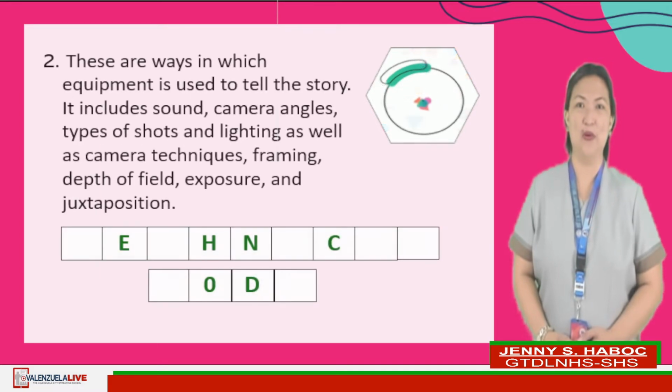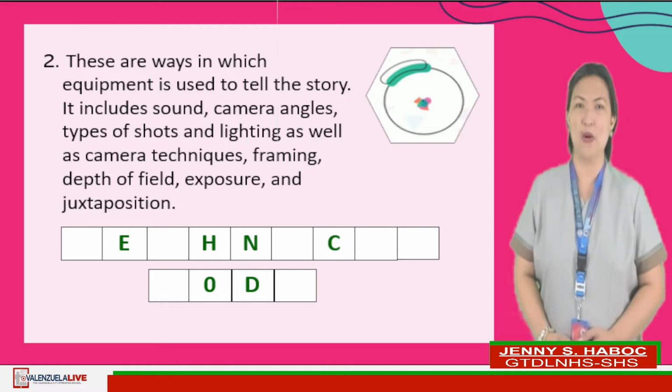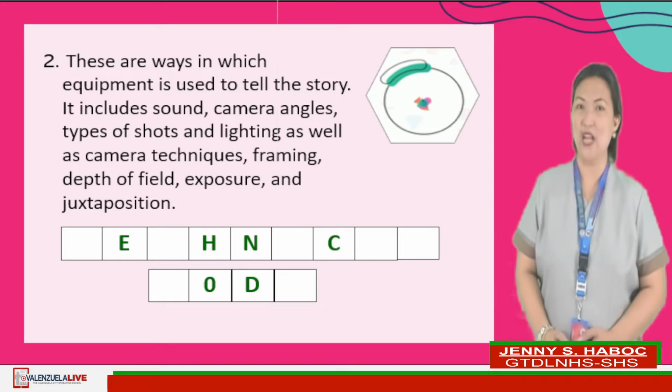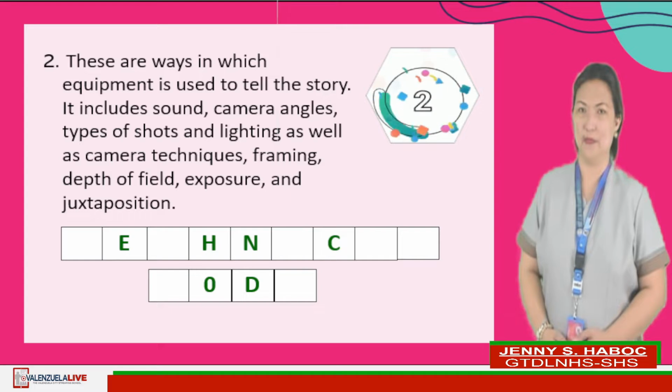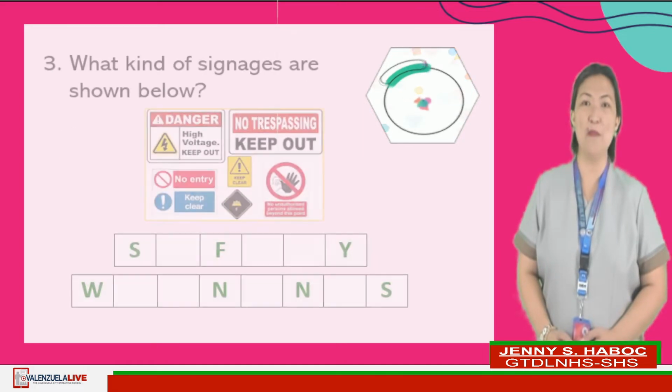Next, number 2. These are ways in which equipment is used to tell the story. It includes sound, camera angles, types of shots and lightings, as well as the camera techniques, framing, depth of field, exposure, and juxtaposition. Comment your answer in 5 seconds. Time's up. Okay, the answer is technical code. Very good.